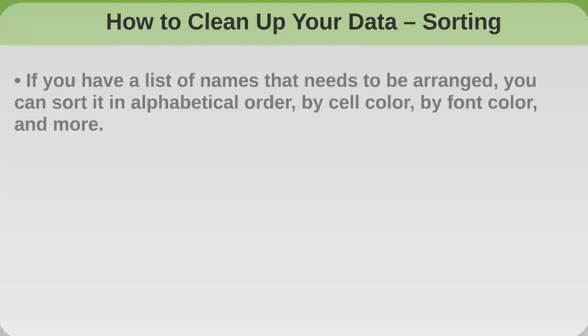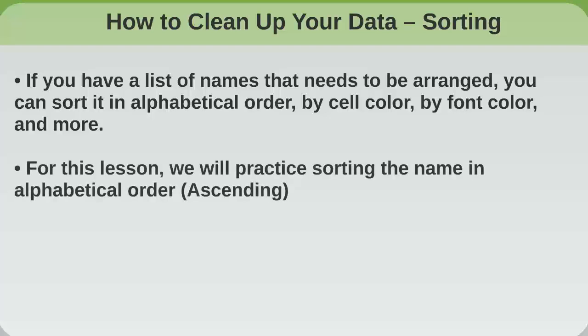So I don't want you to get discouraged in the beginning and think, oh, this looks too basic. The reason why we're starting out with basics is because we want to make sure that before we jump into the more complex stuff, you actually feel a little more confident as to what you are doing. So we're going to start with the basics, which is sorting. If you have a list of names that needs to be arranged, you can sort it in alphabetical order, by cell color, by font color, and even more. This really helps you organize your data. So that's why we're starting at this point.